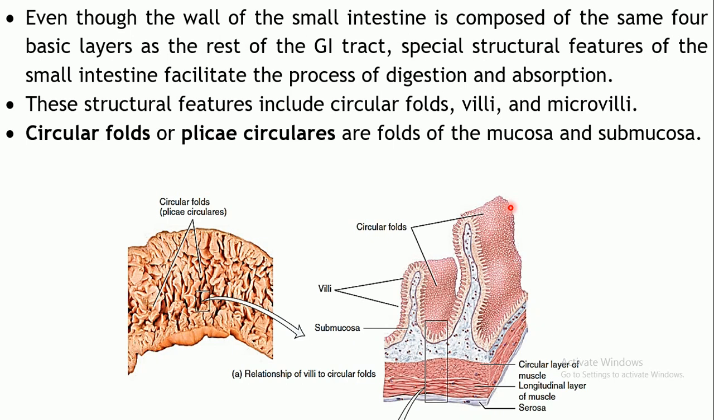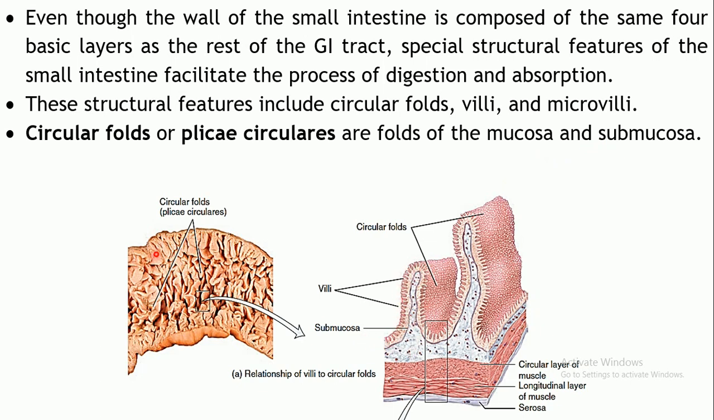But apart from that, if you can remember, we have seen that there are 3 structural features which will further increase the surface area. These are circular folds, villi and microvilli. Now coming to the first structural feature, that is circular folds. These are also known as plicae circularis. These are the folds of the mucosa and submucosa.